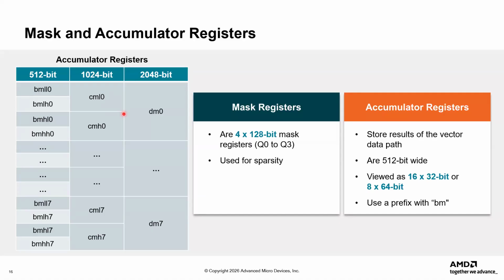There are also mask registers, and this is something that's new. This exact organization, this exact set of bit widths, this is unique to the V2 architecture and this set of mask registers.